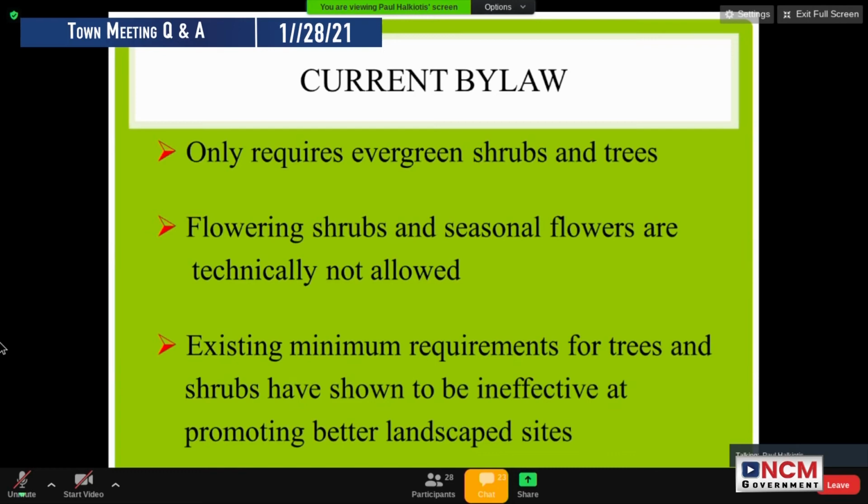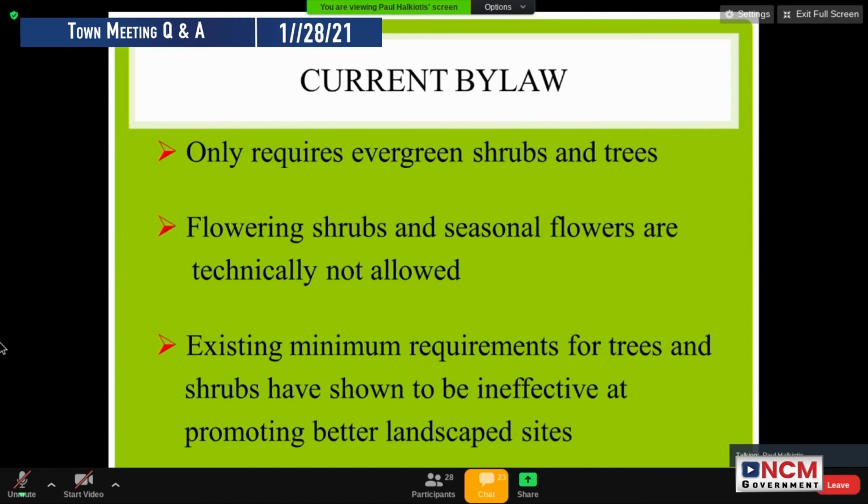Right now, our current bylaw only allows evergreen shrubs and trees. And I found this out when we were reviewing the landscaping for the new McDonald's that was built up on Route 1 and Everett Street. The landscape architect had over 100 inkberry bushes. These are little green bushes with little blackberries. And they had 100 of them. And I scratched my head and said, you know, this guy's only got one type of bush he wants to plant here. Why doesn't he plant some other bushes? What about some forsythias or lilacs, things that we love to see bloom in the springtime? And he pointed out to me, Paul, your bylaw doesn't allow that. We don't allow flowering shrubs and seasonal flowers.